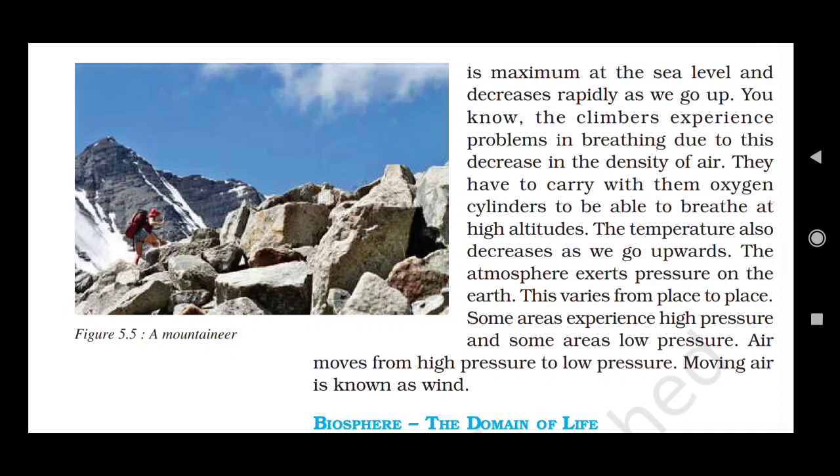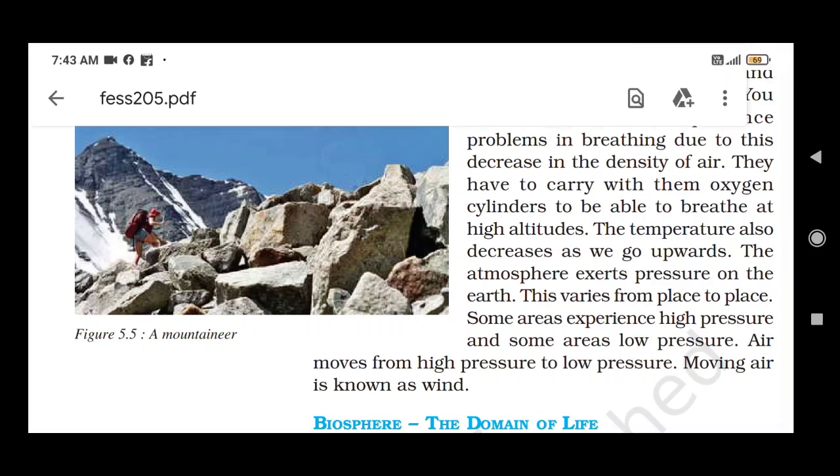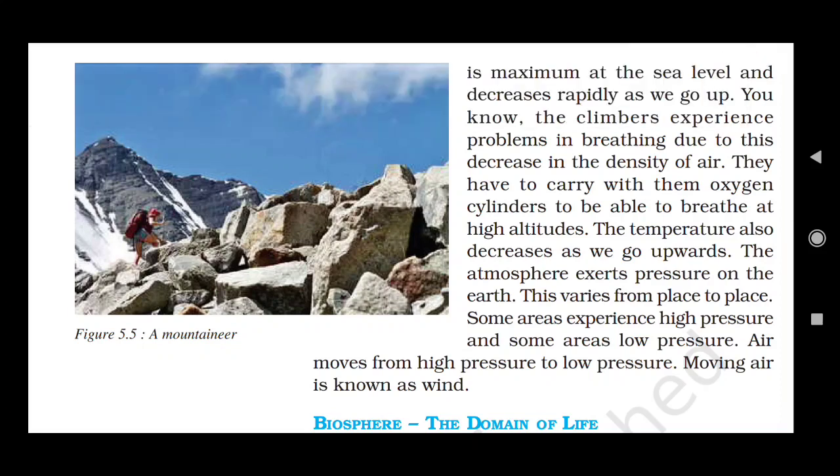The atmosphere exerts pressure on the earth that varies from place to place. Some areas experience high pressure and some areas low pressure. Air moves from high pressure to low pressure. This moving air is known as wind.